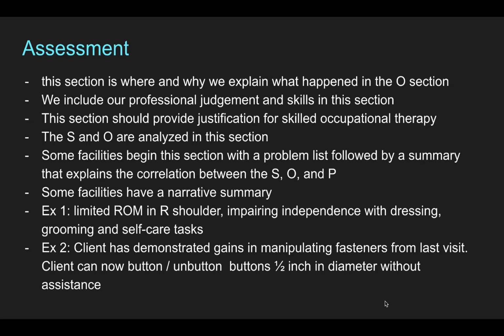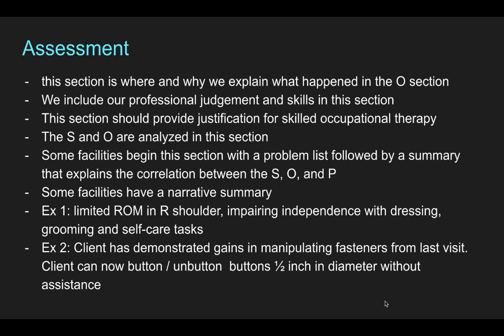Example 1. Limited range of motion in the right shoulder, impairing independence with dressing, grooming, and self-care tasks. So as you see, we're saying why the person is having difficulty. This is our assessment. They're having difficulty with dressing and grooming tasks, mainly because of range of motion limitations in the right shoulder.